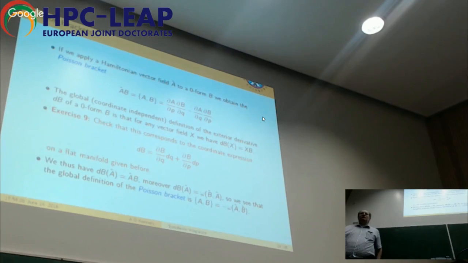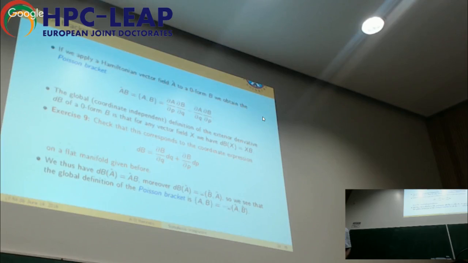So we've seen how, given a Hamiltonian and the fundamental 2-form, we get a globally defined vector field, and in classical mechanics the trajectories are just given by the integral curves of this vector field. But let's go on a little bit more from that to see how Poisson brackets appear in this formulation.